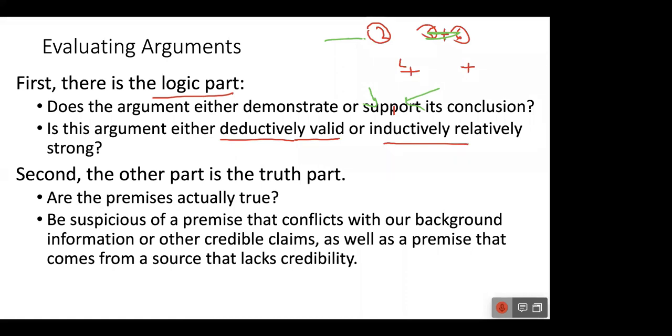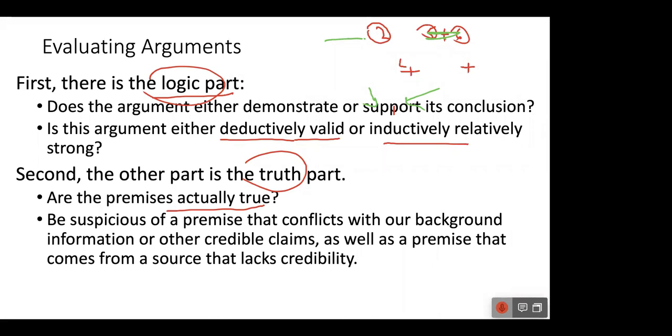So one is the logic part, and then the other is the truth part, okay? Are the premises actually true, or how true are they? So think about the Lincoln debate. Well, he said one of the premises wasn't true. And in the inductive part, well, how true is that premise in supporting the evidence that the husband killed the wife?